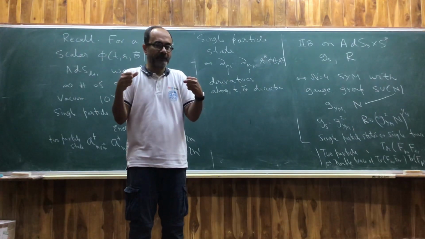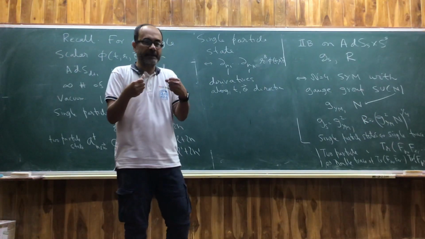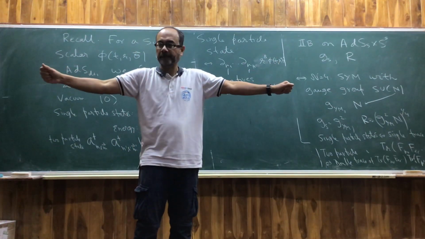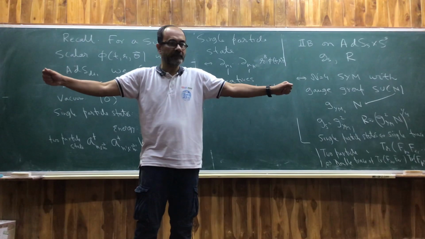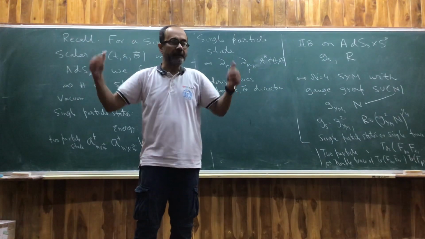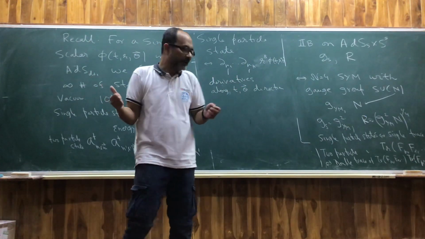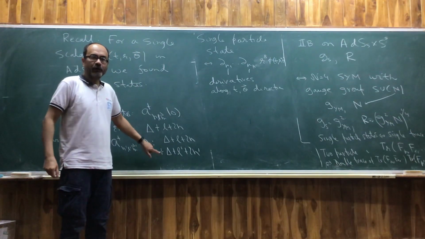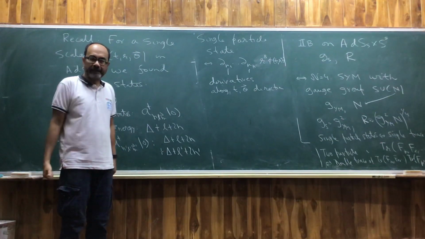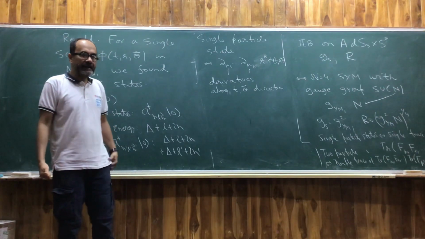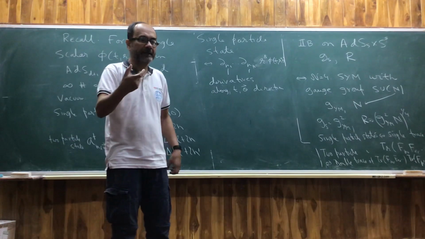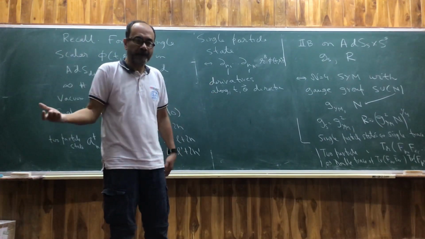Even though capital R is small, we are separating them out by giving them large spin. Is that clear? So in the large spin limit, the operators in conformal field theory must arrange themselves such that some operators you can identify as single particle states, some other operators you can identify as two particle states, and so on.